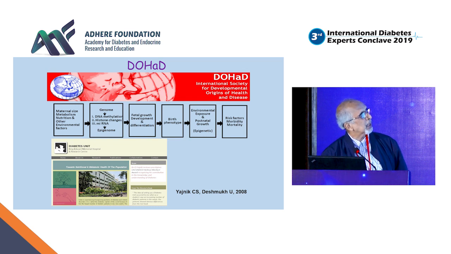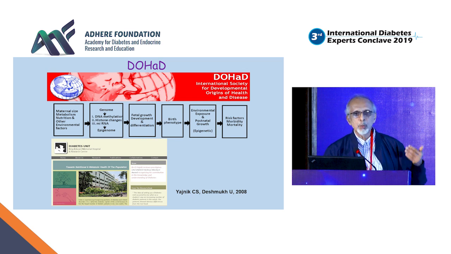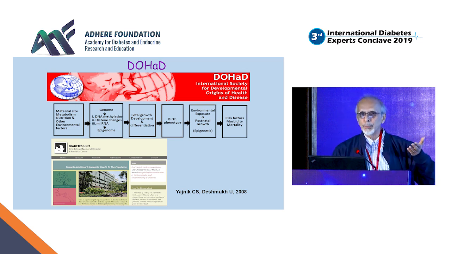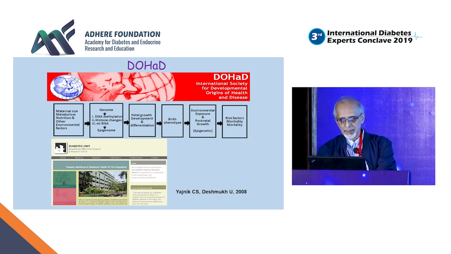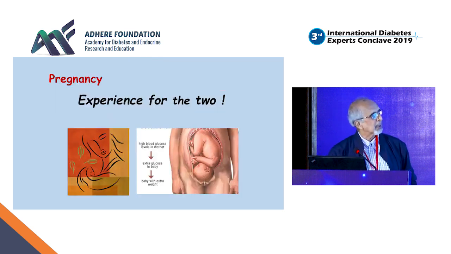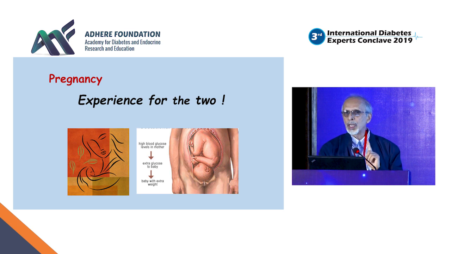It says it's the mother's influence on intrauterine environment which causes epigenetic changes, which reflect in fetal growth, development and differentiation, birth phenotypes. The crudest of that is birth weight, low birth weight, high birth weight, but so many other things can be measured. Then there are postnatal influences of environment, and finally we start seeing either the risk factors, so if you study long enough, you will see the disease manifestations. So pregnancy becomes an experience for two. So if mother is diabetic, the baby is also diabetic in pregnancy.